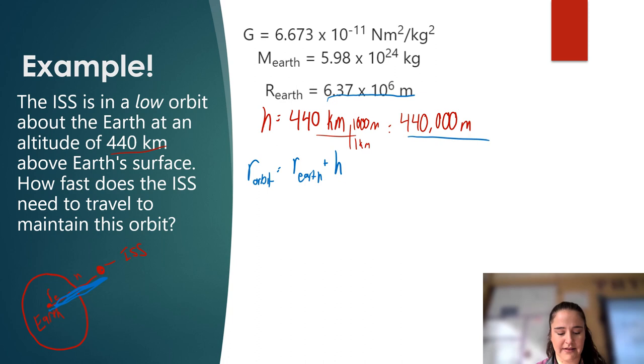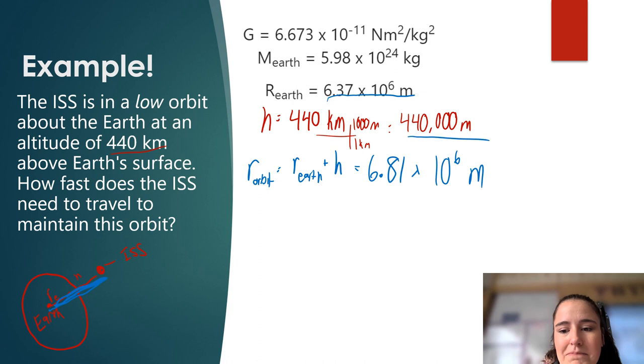Don't forget to use that EE or scientific notation button, EXP, whatever it is on your calculator. And when we, oopsies, I multiplied them instead of added them, add them, we get the radius of the orbit is 6.81 times 10 to the 6th meters.